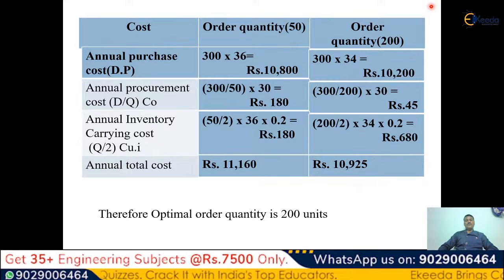Although the inventory cost for 50 units is less, the optimal order quantity is 200 units, where we'll be able to save around 1,040 rupees when comparing 200 units and 50 units, which you can see over here. For 50 units it will cost around 11,160, whereas for 200 units it will cost around 10,920. Hence, by ordering 200 units, it is advisable as the optimal order quantity.